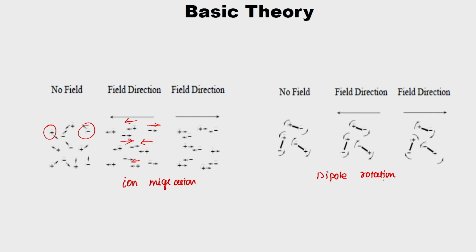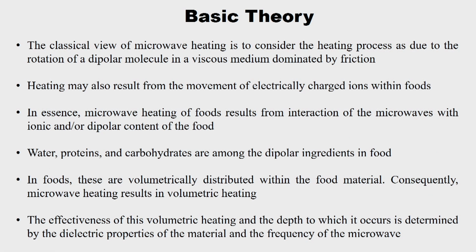And this is for dipole rotation. The same way, the plus and minus rotates randomly in the no field case. If the field direction is applied here, the plus tries to rotate this way, and if the field direction is this side, the plus tries to rotate in that way. So, when it rotates, it collides, and that is the way kinetic energy is converted into heat. The classical view of microwave heating is to consider the heating process as due to the rotation of a dipolar molecule in a viscous medium dominated by friction.